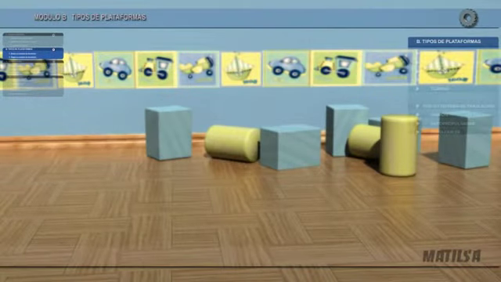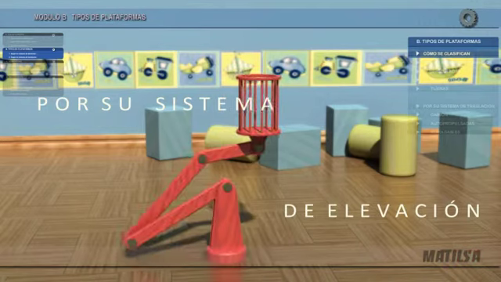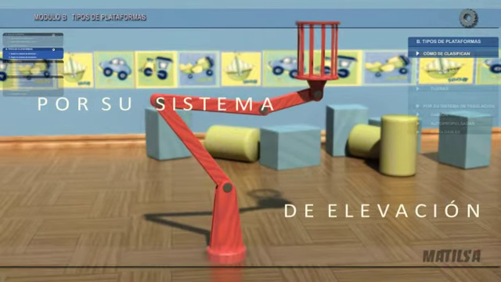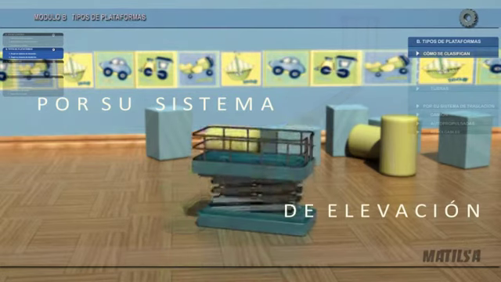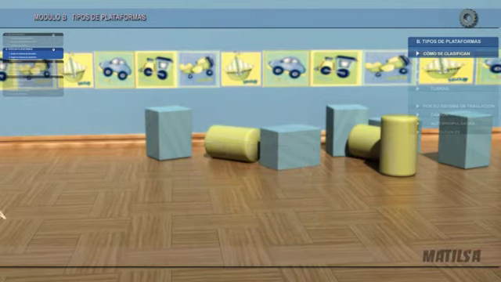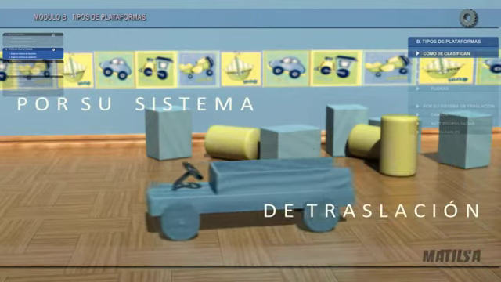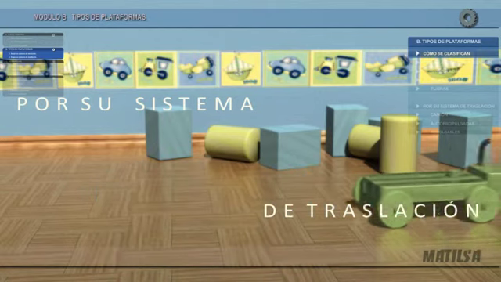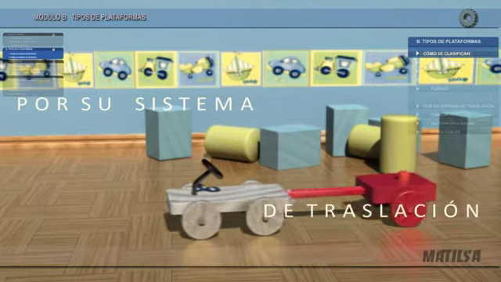Types of access platforms. The access platforms can be classified by their system of elevating: articulated type, telescopic type, and scissors type. They can also be classified by their system of transportation: truck-mounted, self-propelled, or trailer-mounted.